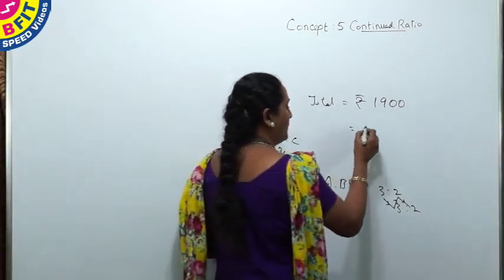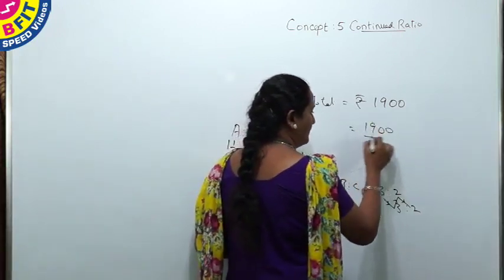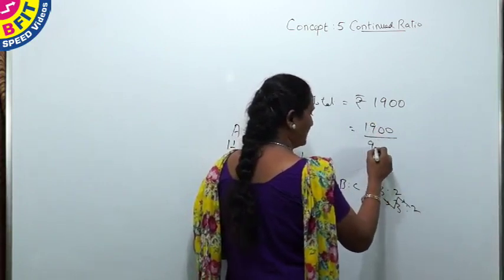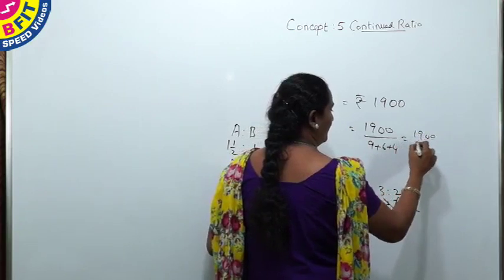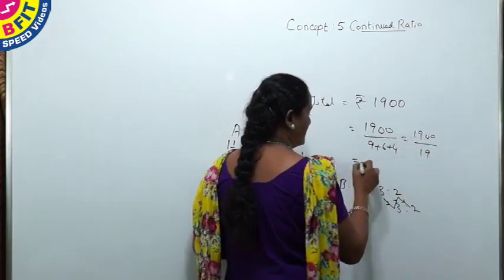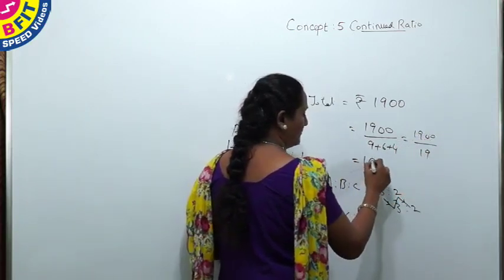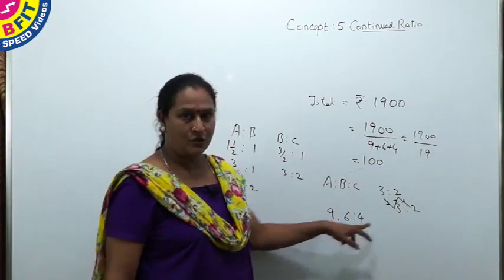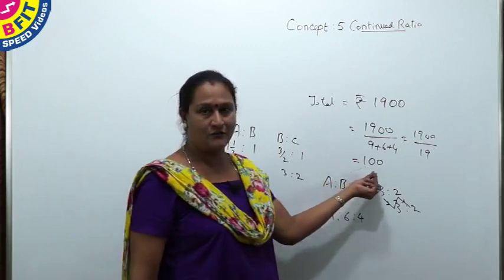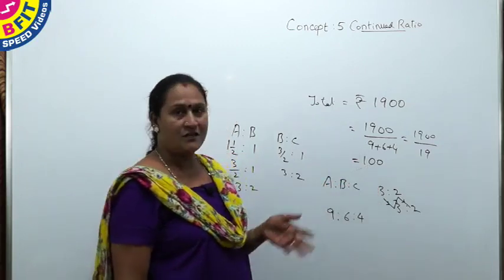So the total amount is 1900, and dividing by total parts. So 9 plus 6 plus 4, it is 19. So the value of one part is 100. After dividing the total by this total of parts, we have got the value of one part as 100, and we are asked to find A's share.